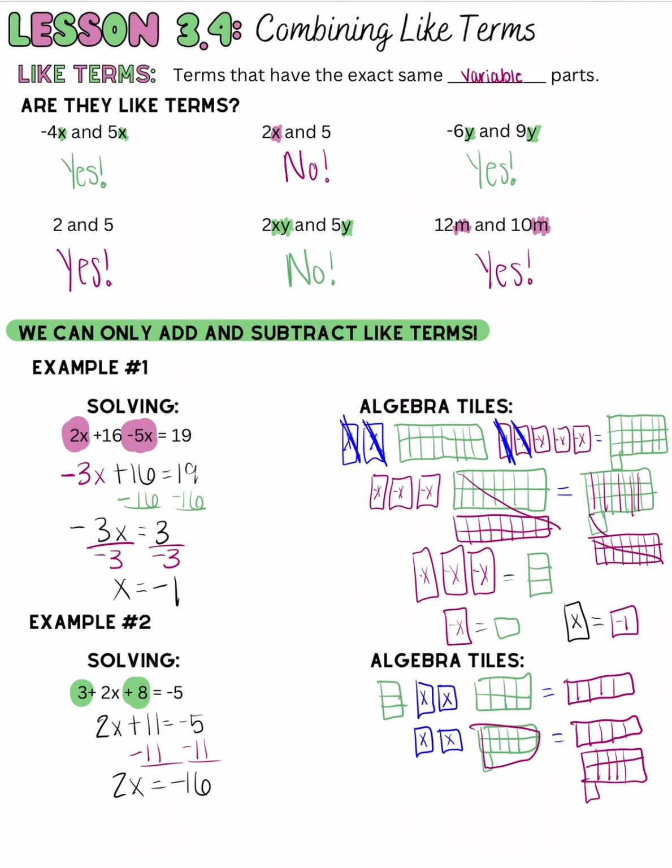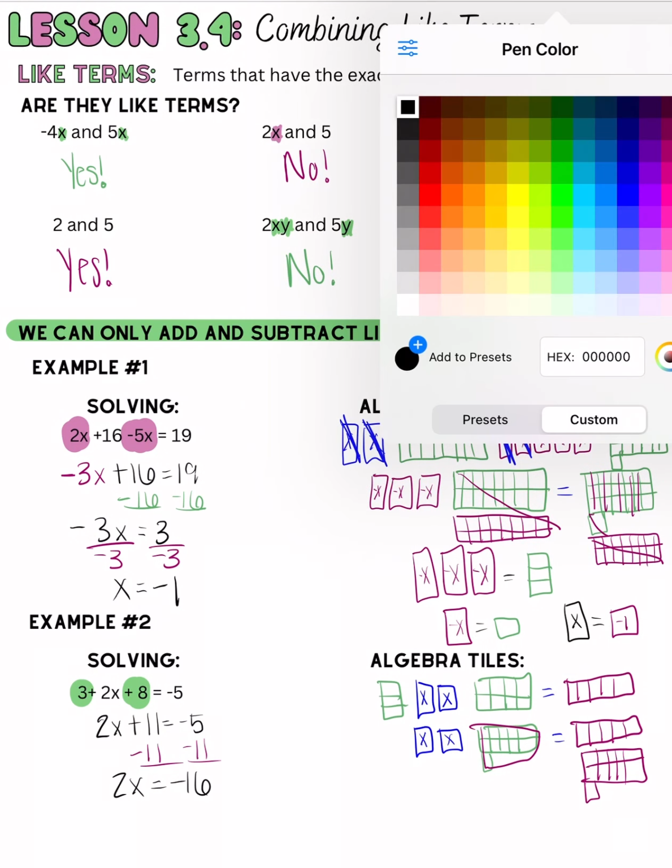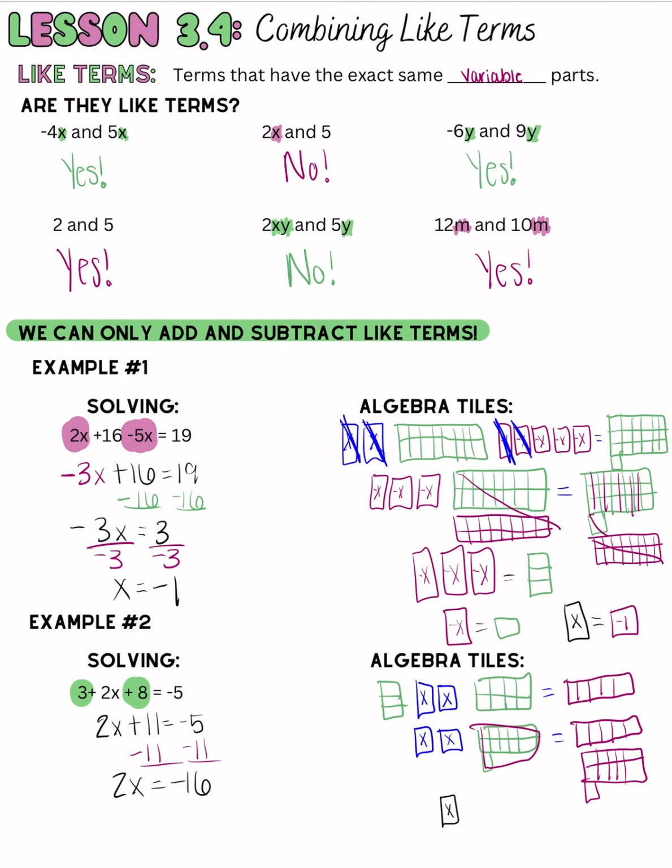And so you don't cancel out negatives. So then I'm left with 2x equals negative 16. So then one x tile is going to be negative 8. If you look over here, I have 2x equals negative 16. I'm going to divide by 2, and I get x is negative 8.